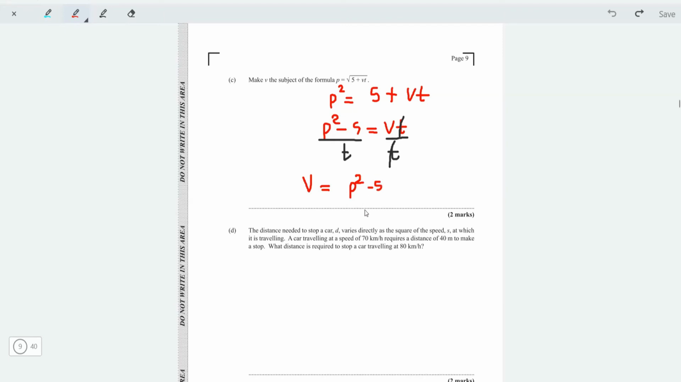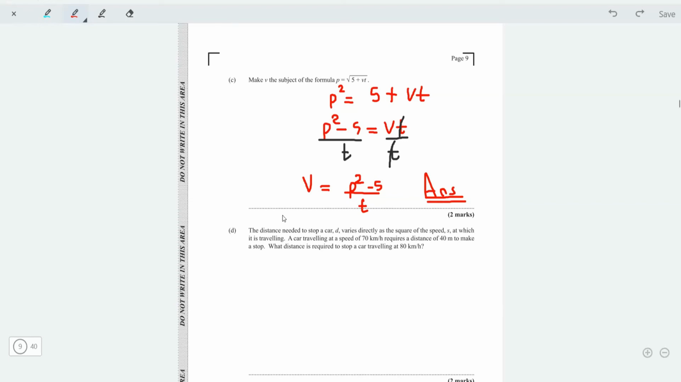That's when we transpose it. That's your answer. This wasn't bad at all. Nice. That's our answer. Nothing too hard. Now, the next question says, the distance needed to stop a car, D.